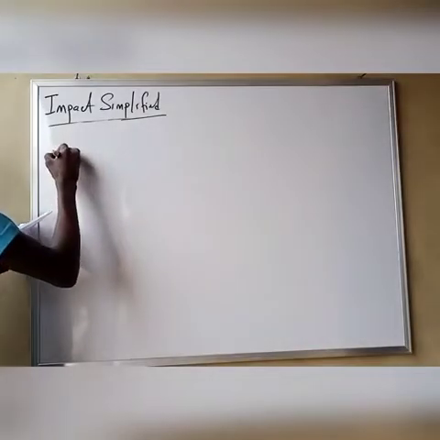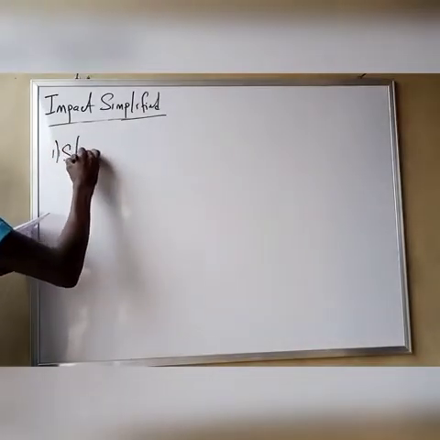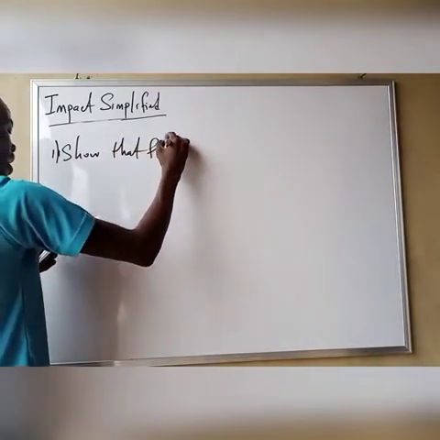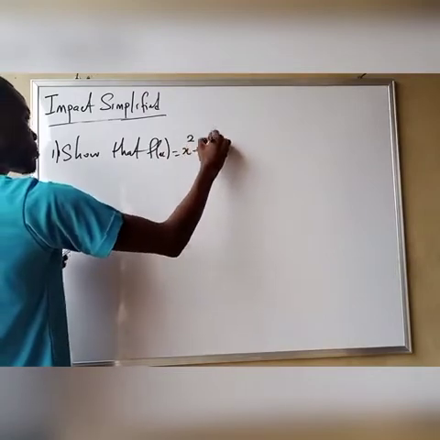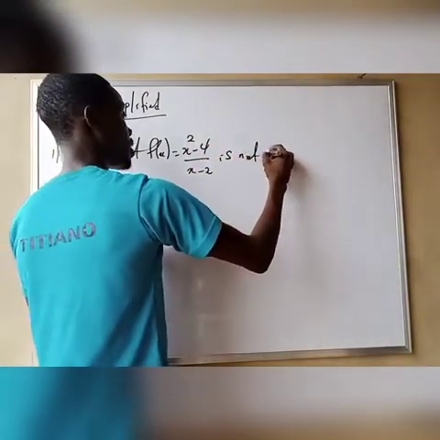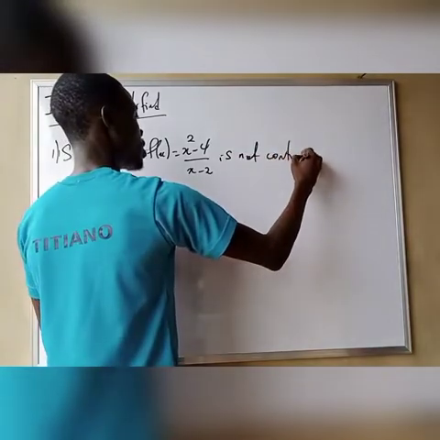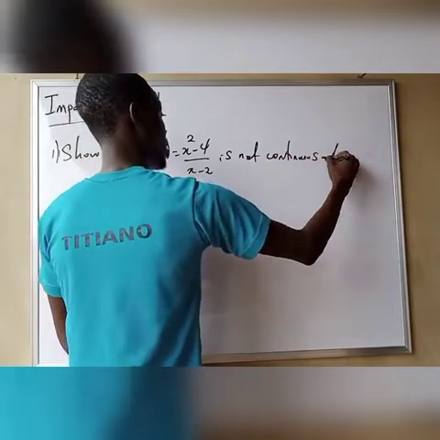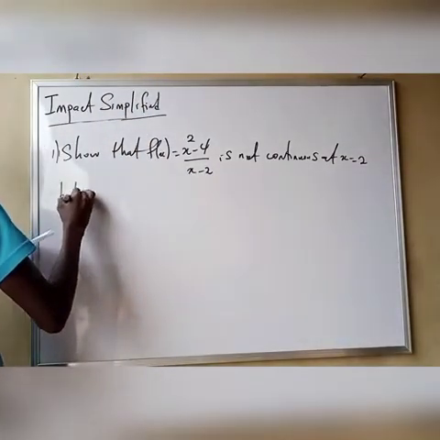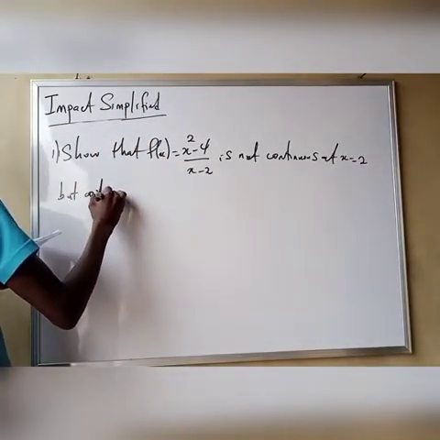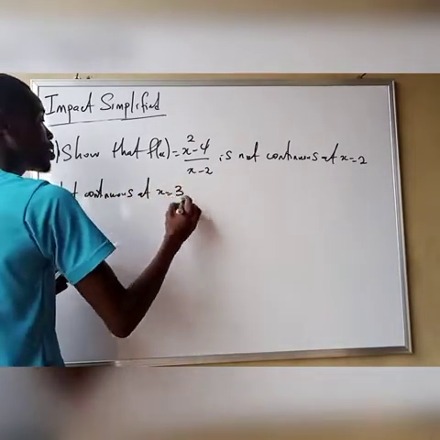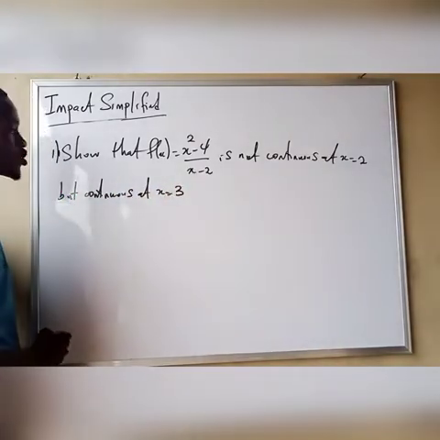Let's look at this function. Now we have a question here. They say show that f of x is equal to x squared minus 4 over x minus 2 is not continuous at x is equal to 2, but continuous at x is equal to 3. Wow. So how can we solve this?